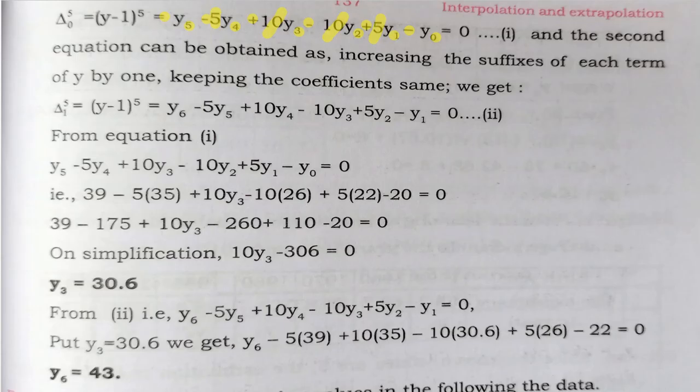Right, okay, same values 5, 10, 5 and the 1 I have taken here, and this is considered as equation number 1. Next, the second equation will be obtained. The second equation can be obtained by increasing the suffixes.